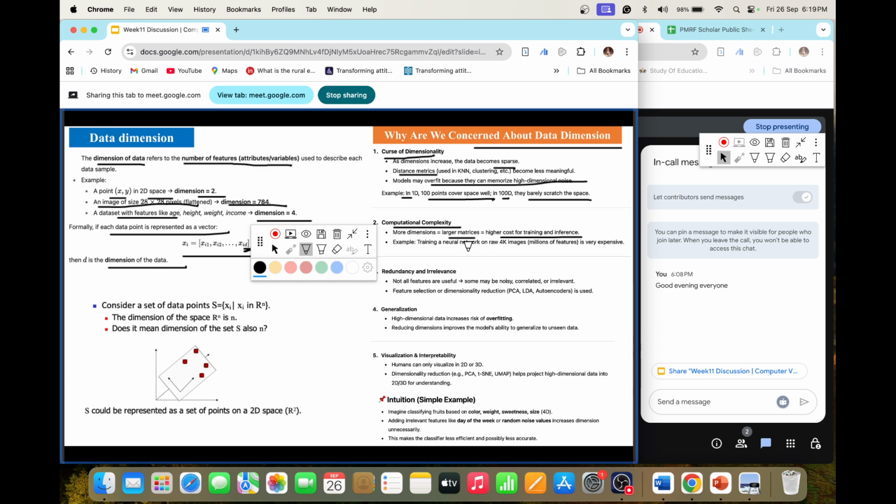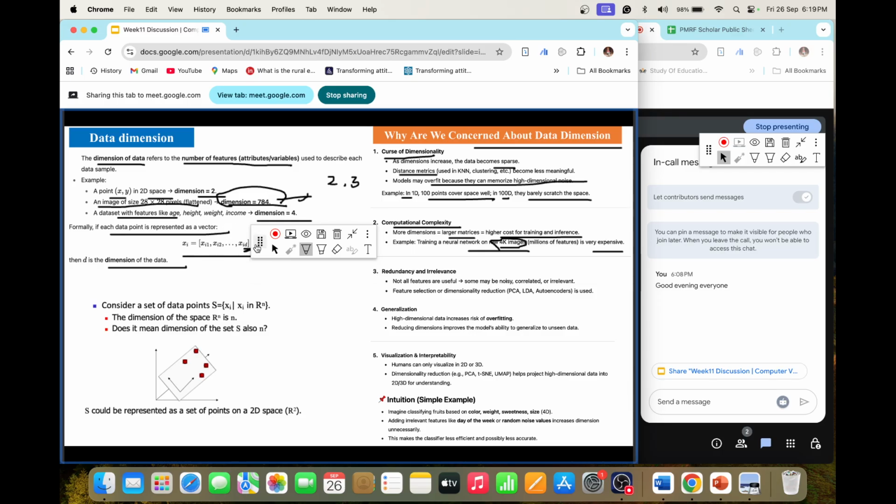For example, training a neural network on 4K images is very expensive. That is because there are 4K, that is 4000, images, and each image can have 784 dimensions. So if in place of 784 dimensions we can project this data into 2 or 3 dimensions, we can reduce this computational cost. So this is another thing.